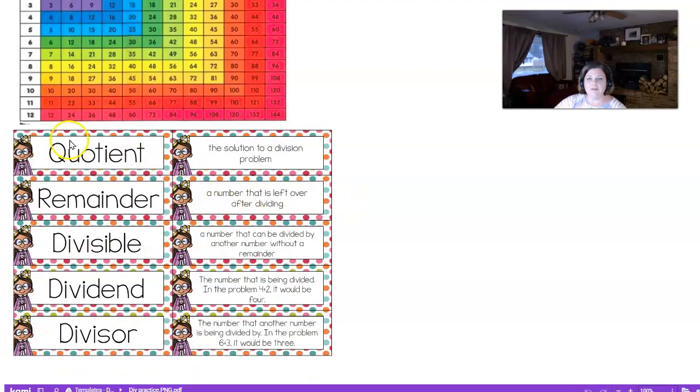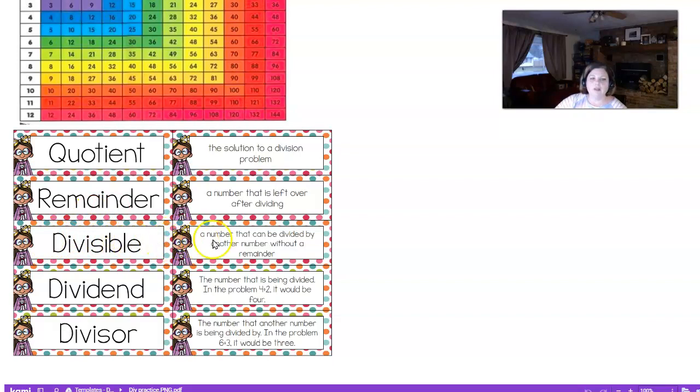Here we see some division words that are important. The quotient is the answer or the solution to a division problem. A remainder is a number that's left over after dividing. In third grade, we won't do division with remainders, but in fourth grade you will.